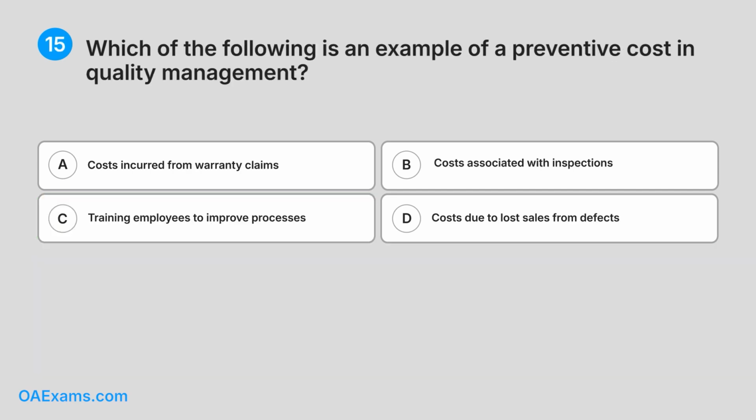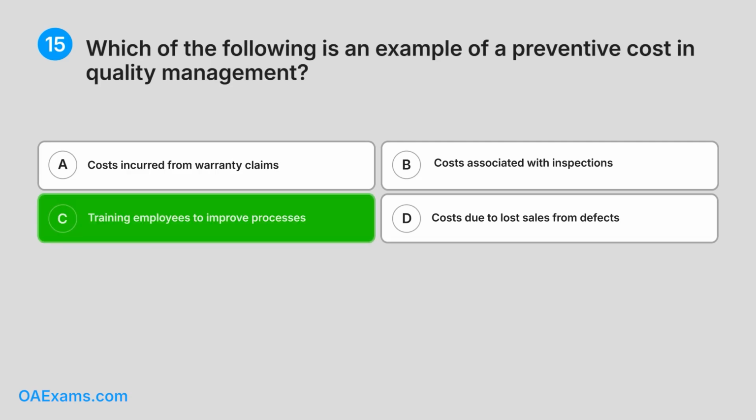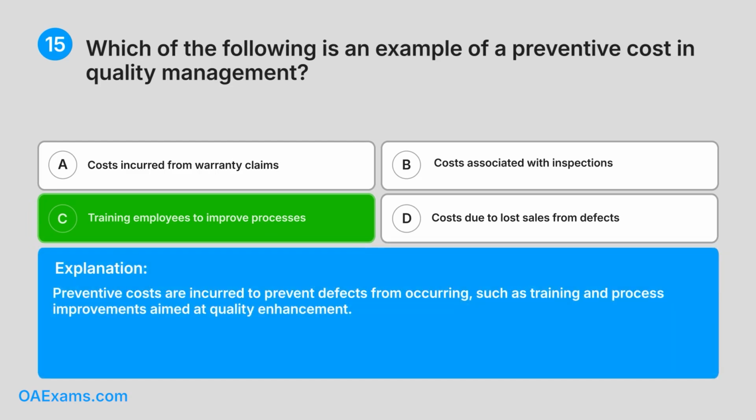15. Which of the following is an example of a preventive cost in quality management? A. Costs incurred from warranty claims. B. Costs associated with inspections. C. Training employees to improve processes. D. Costs due to lost sales from defects. What do you think is the answer? Correct answer. C. Training employees to improve processes. Explanation. Preventive costs are incurred to prevent defects from occurring, such as training and process improvements aimed at quality enhancement.